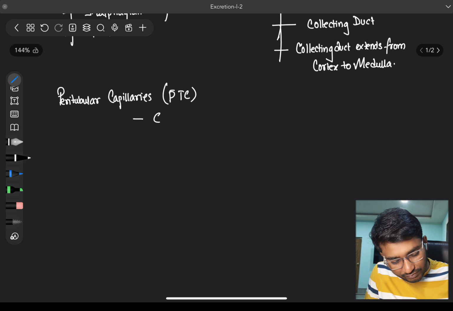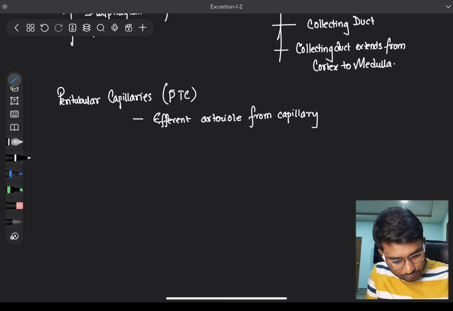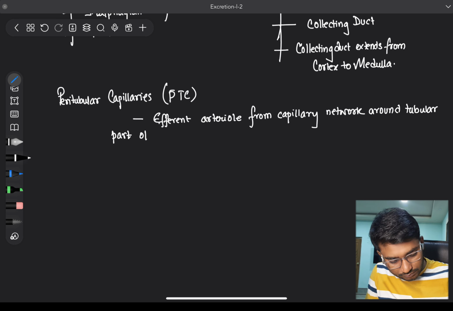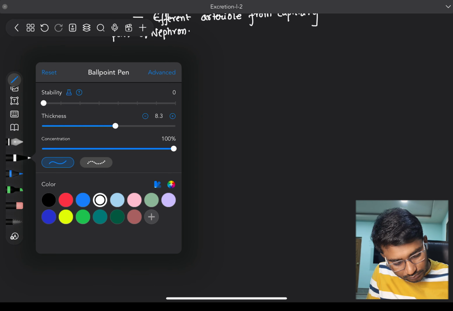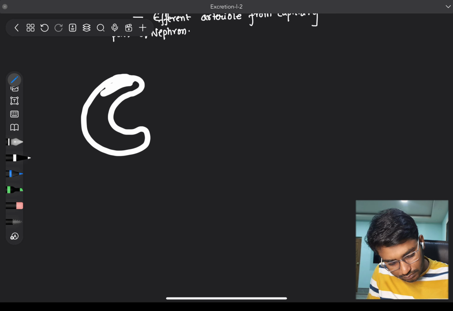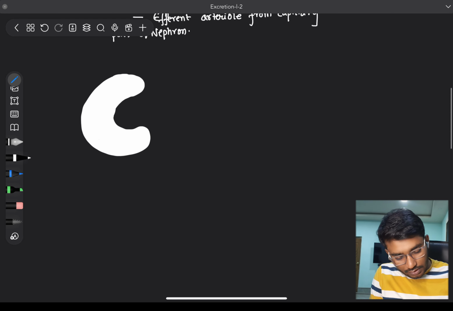Okay, so we can write it as the efferent arteriole from the capillary network around the tubular part of the nephron. Now let me draw it.